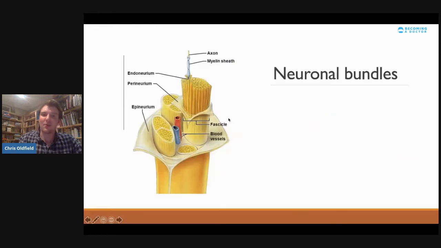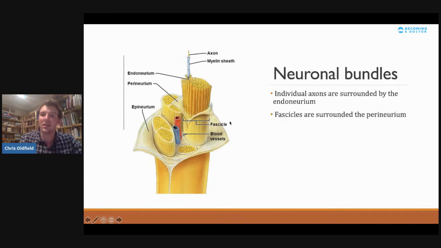Finally, I just wanted to talk about how nerves are actually packaged up. You can see here, this is one neuron, and it's surrounded by myelin sheath. And around each neuron, you have the endoneurium, which is this around here. It's just a surrounding capsule, basically. Now, each of these neurons are packaged up into a collection of lots of different neurons, and they're called fascicles. And fascicles are surrounded by the perineurium, which again just groups them all together.